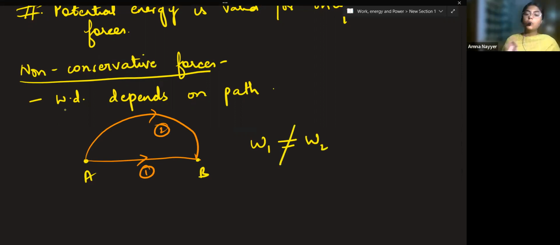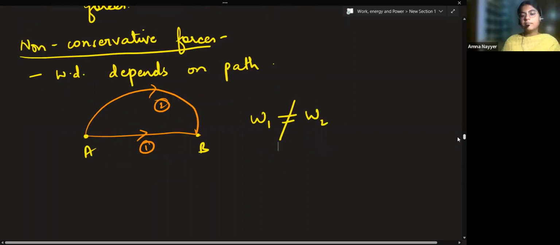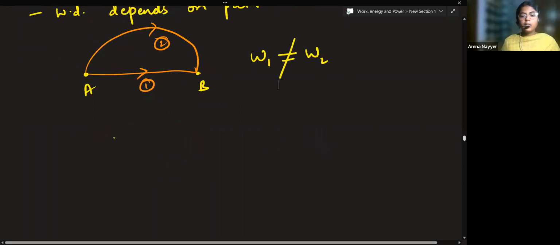Both are unequal for non-conservative forces. Work done will not be the same. Also, work done in a closed path will also be non-zero. There will be some value. Work done in a closed path is non-zero. For conservative, it was zero there.